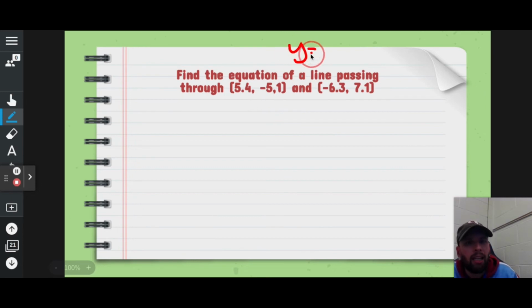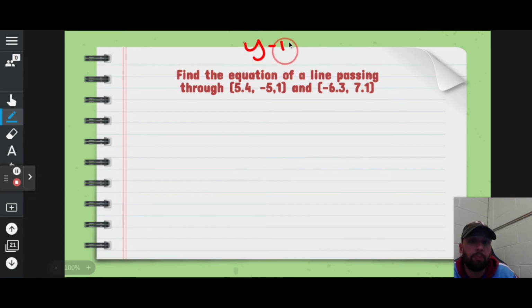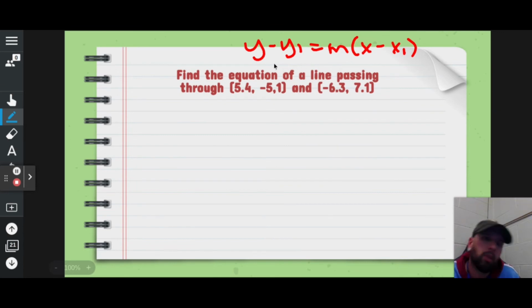Point-slope form is y equals, that's slope-intercept. Point-slope form is y minus y sub 1 equals m times the quantity x minus x sub 1. I don't remember what I said. It's been a long day.